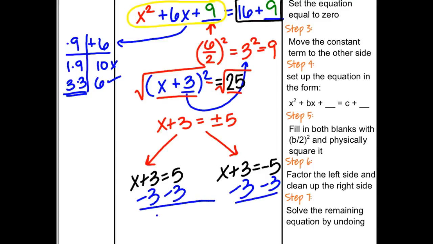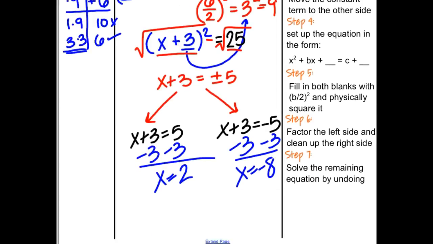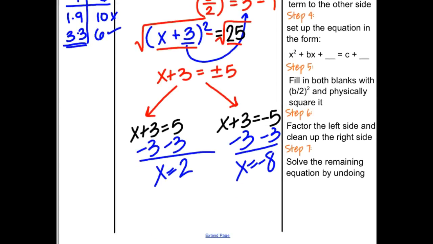And we get x equals 2 and x equals negative 8. Now before, when we solved by undoing, we let you leave it like that. Here today, now that we know solving is to find roots, I do expect you to write your answer as your x-intercepts of (2, 0) and (negative 8, 0).